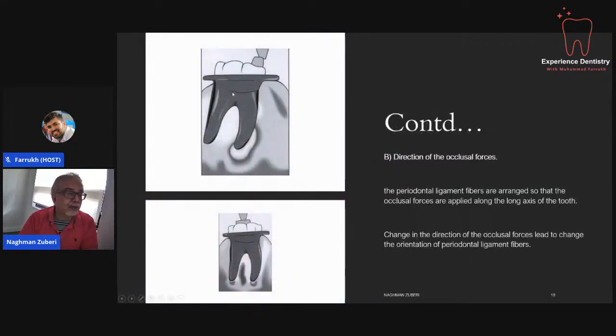The direction of the occlusal forces we have already discussed. The periodontal ligament fibers are arranged so that the occlusal forces are applied along the long axis of the tooth. A change in the direction of the occlusal forces leads to a change in the orientation of the periodontal ligament fibers. And even the number of fibers, in response to the trauma, is also going to increase.